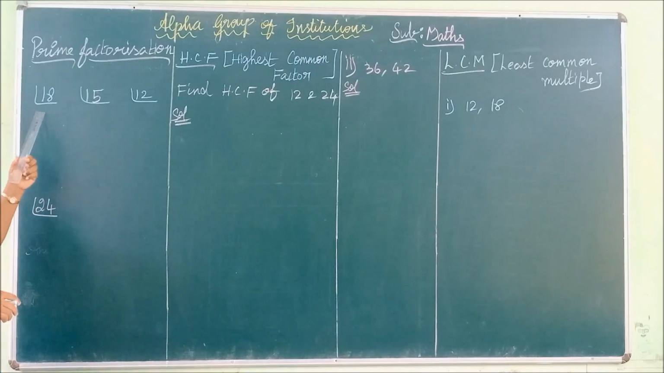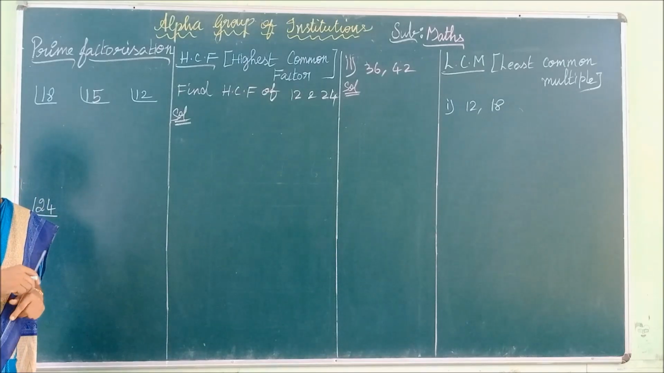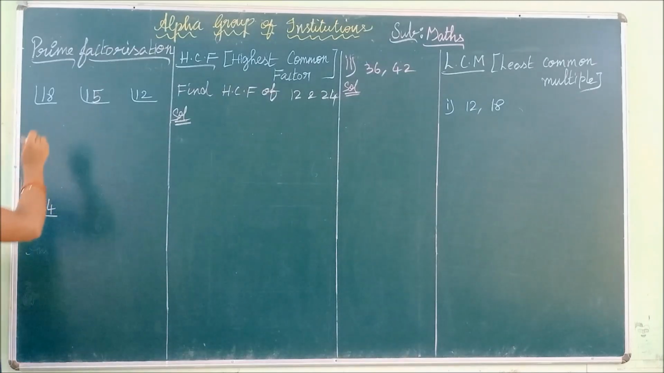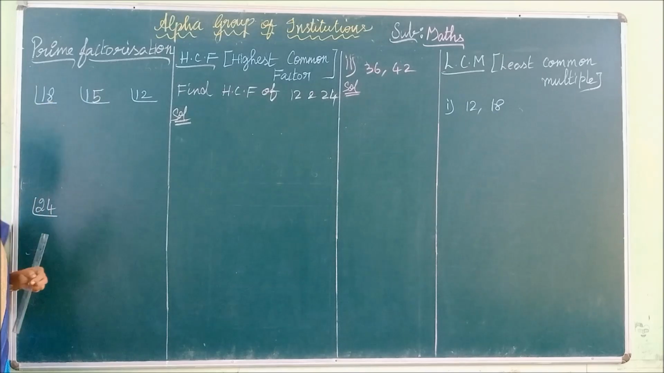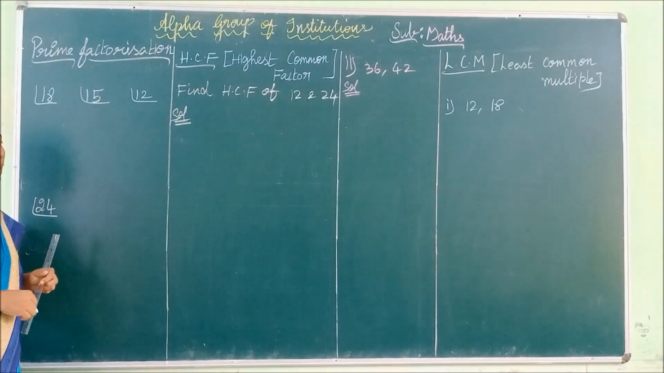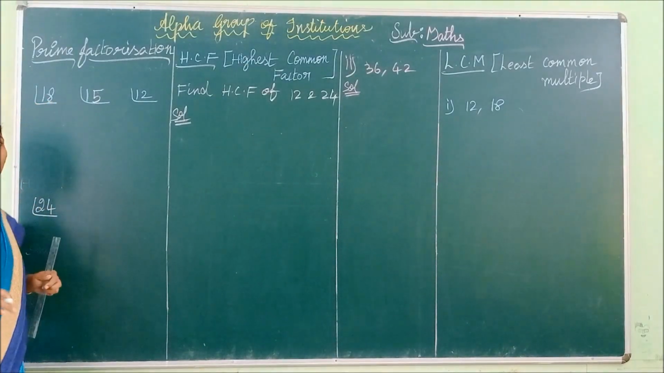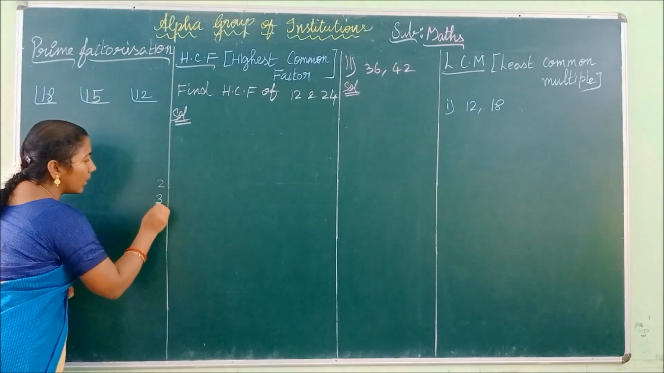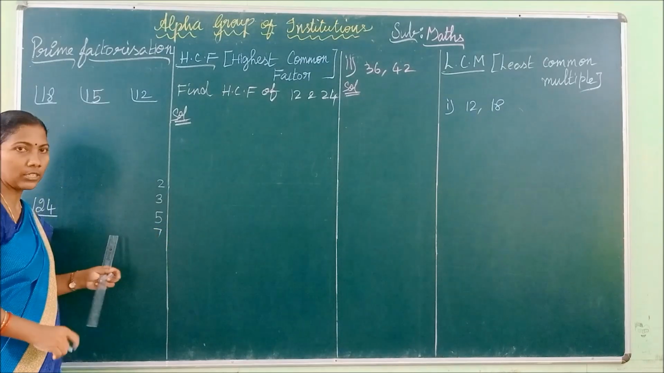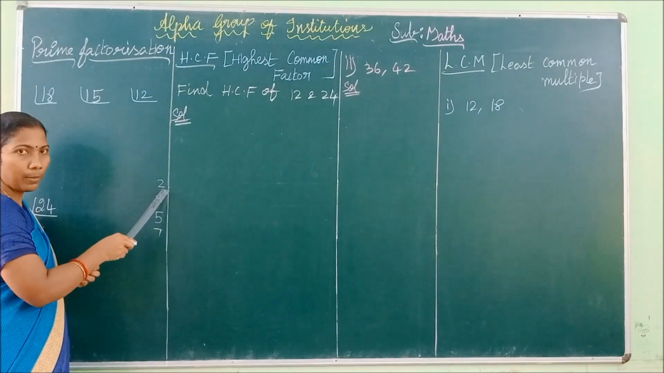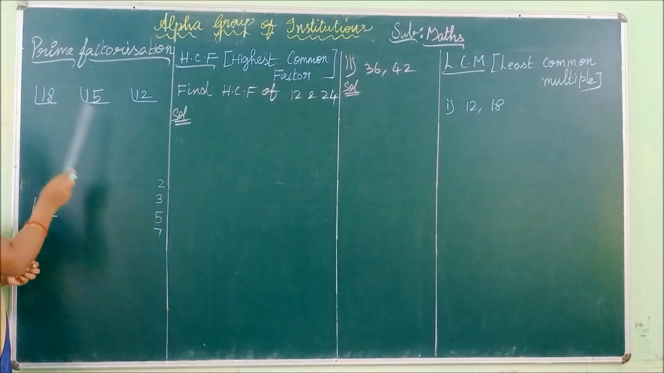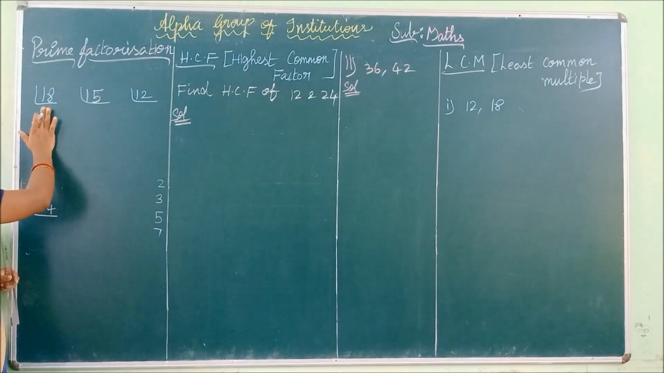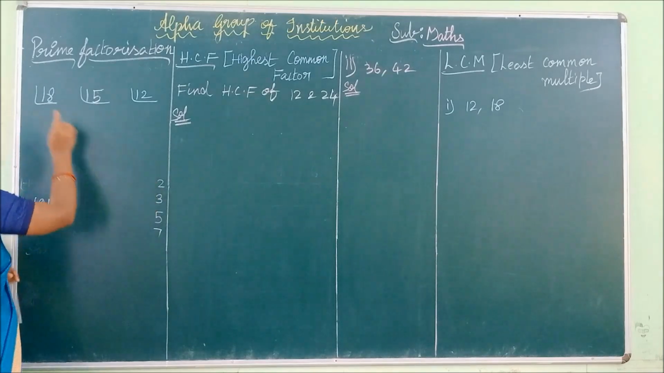See the first number, 18. Now we are going to find the prime factors of the number 18. See, what is the last digit of 18? 8, so it is an even number. We know all even numbers are divisible by 2. 2 is a prime number. So we are going to factorize this 18 first by using the prime number 2.